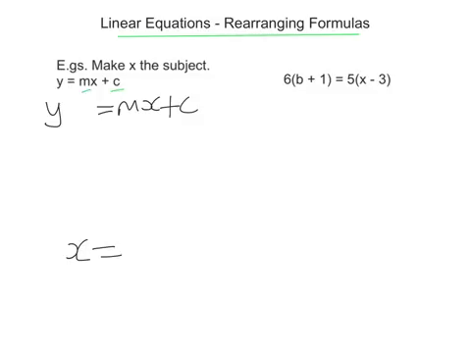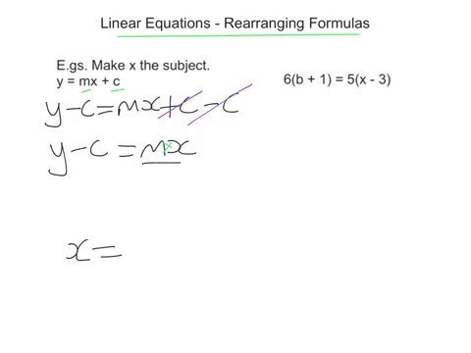I need to subtract c from both sides. If I subtract c from both sides, on the right hand side, plus c and minus c make 0. That means I've got y minus c equals mx. What's stopping x being by itself now is the m. And remember, of course, it's multiplied by m, by the invisible multiplication sign. So we're going to divide both sides by m. Be careful here, y minus c, all of it needs to be divided by m.